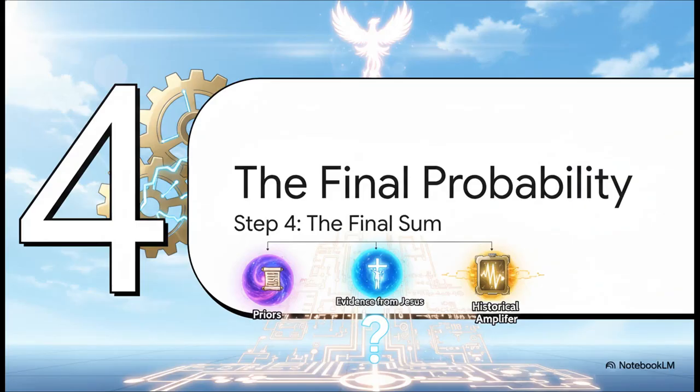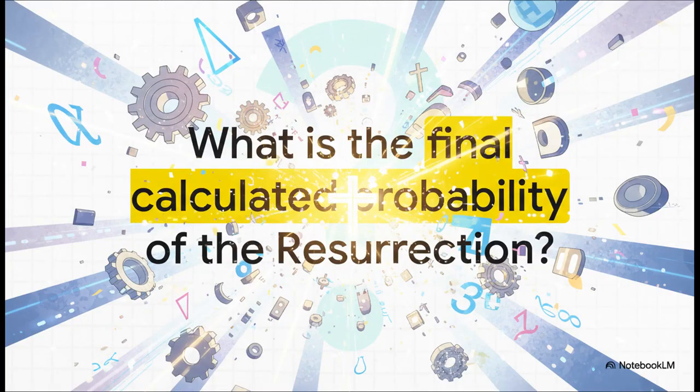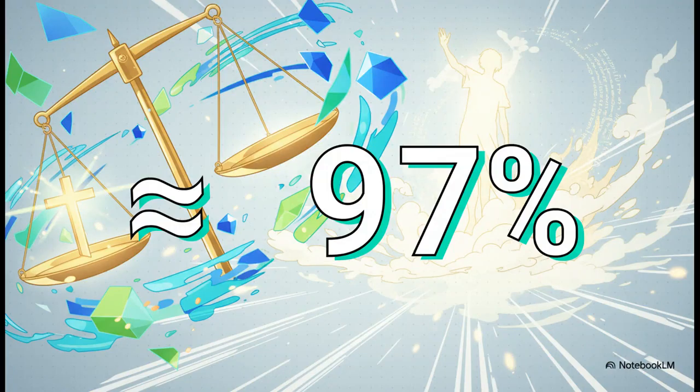All right, here we go. We've got all the pieces. We have our starting odds about God and incarnation. We updated those odds with the evidence from Jesus' life. And now we have this massive amplifier from the historical evidence. It's time to put it all into the formula and see what comes out. Okay, this is it. This is the moment we've been building up to. After we combine our starting beliefs with all the evidence from Jesus' life and the historical data, what is the final number? What is the probability that the resurrection really happened? The final answer, according to Swinburne's argument, is 97%.